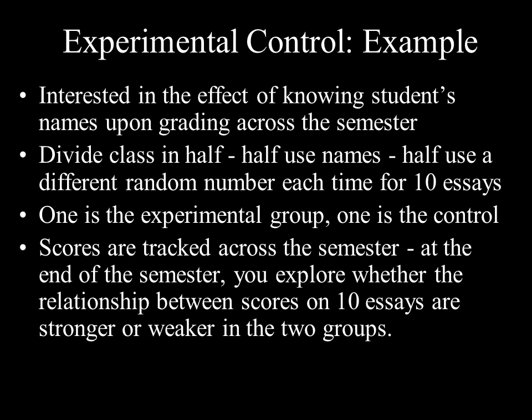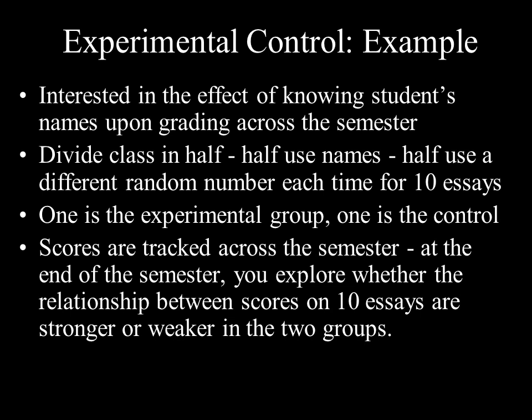So imagine that you're interested in exploring the effect of knowing students' names on grading, such that, if I knew people's names, that might influence the degree to which I might favorably or unfavorably evaluate their work. What you could do is to divide the class in half: half use names and half use a different random number each time for, say, 10 essays they have to write. So one is the experimental group, and one is the control.